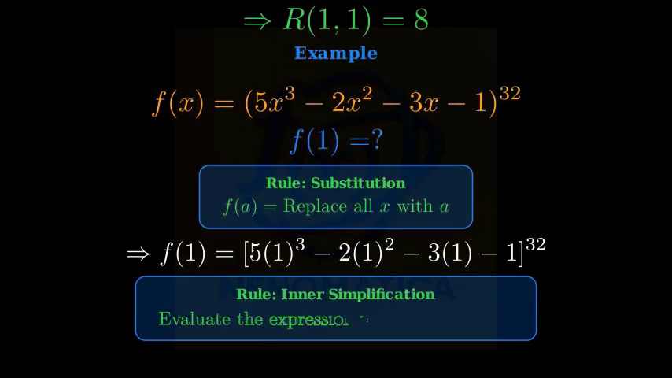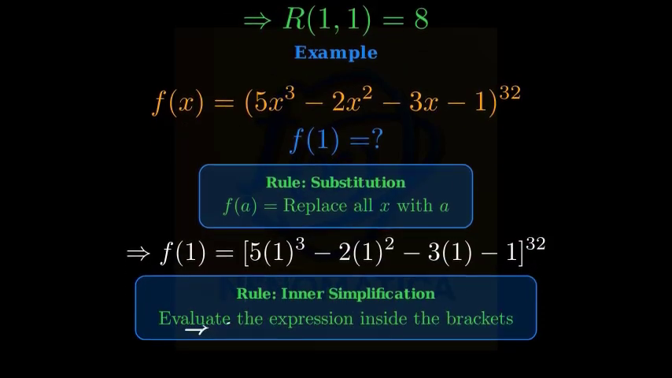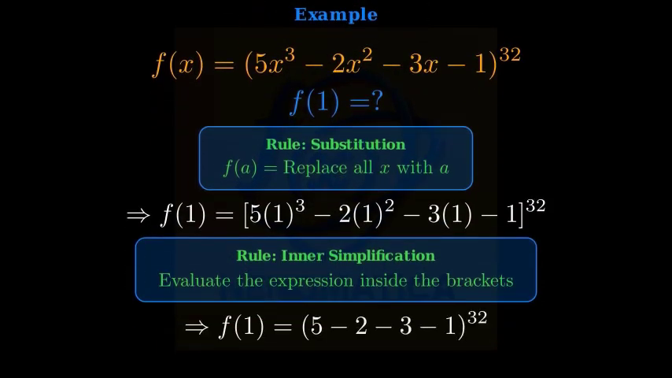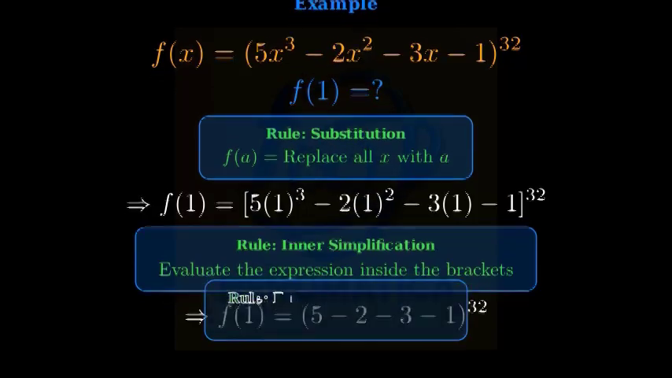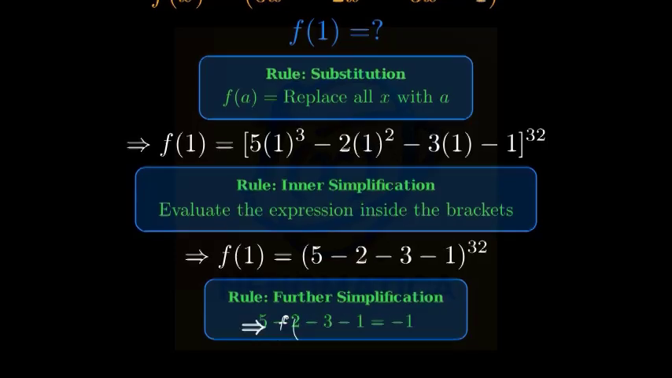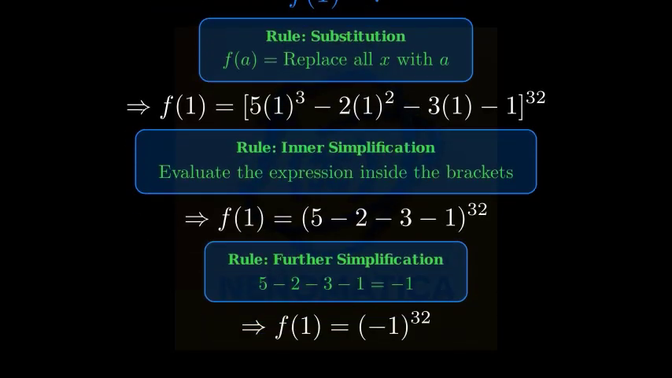Now, let's simplify the expression inside the brackets. 5 times 1 cubed equals 5. 2 times 1 squared equals 2. 3 times 1 equals 3. And 1 is just 1. So we have 5 minus 2 minus 3 minus 1, which equals negative 1, all raised to the power of 32. Let's simplify this further. We get negative 1 raised to the power of 32.